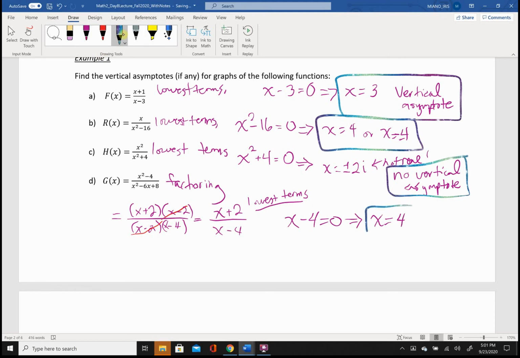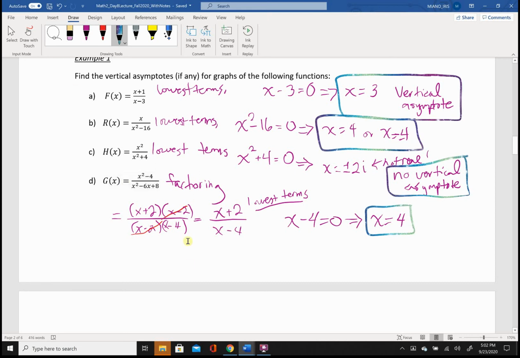I know what you must be thinking, though. Having that factor of x minus 2 in the denominator has to have some bearing on the analysis of this function, about how you graph it. Where will that come in? Well, it actually will come in the form of a hole in the graph. We'll talk about holes a little bit later on.